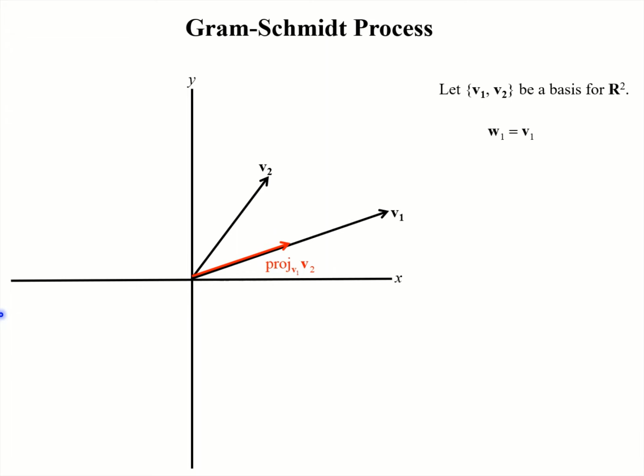So W1 equals V1, and what W2 is going to be is V2 minus this red vector here, the projection of V2 onto V1. And what does that look like? That's a vector. I'll use blue to denote it. It's that vector that completes that triangle. Now, since you can move vectors around, I'm going to move that blue vector over there.